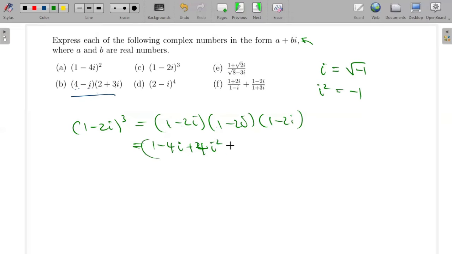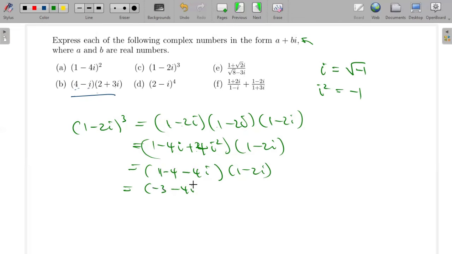And then I can then multiply this by 1 minus 2i. So this would be 1, and then this here i squared, I can put that negative 1 there on the i squared. That gives me negative 4. And then you get minus 4i. And then just like that, 1 minus 2i. So this here gives you negative 3 minus 4i, and then you have 1 minus 2i.